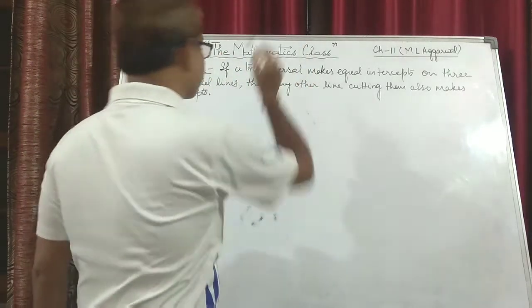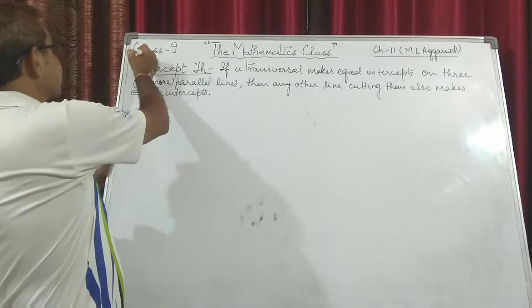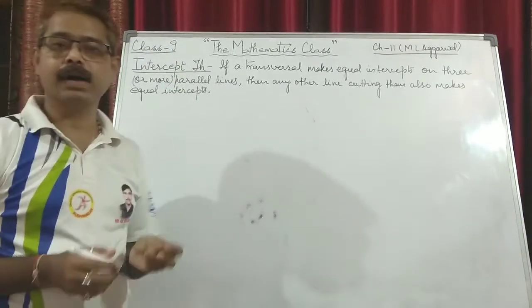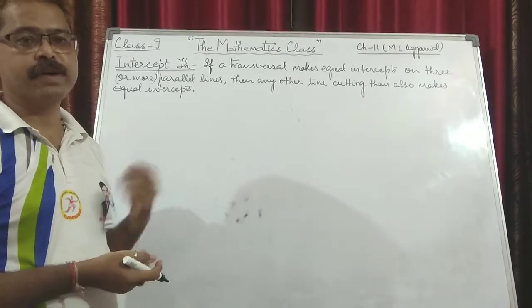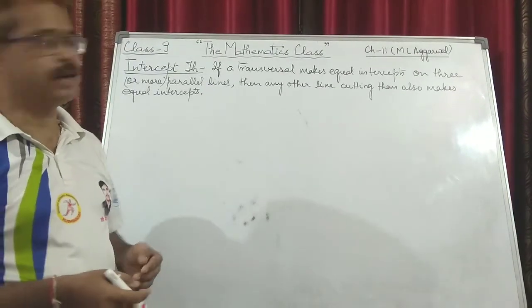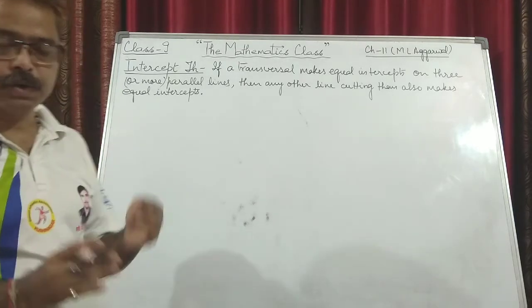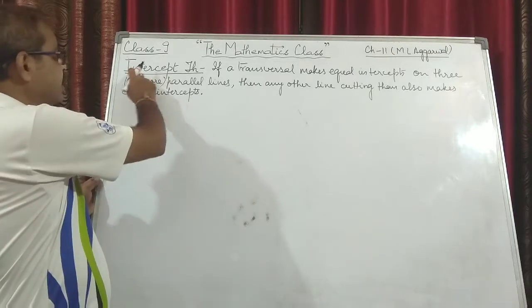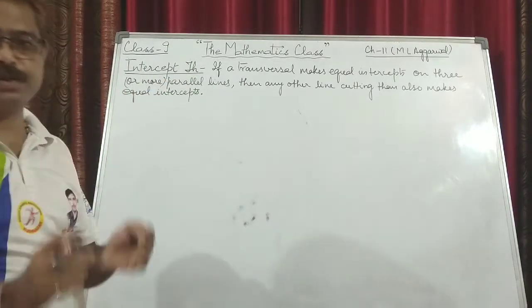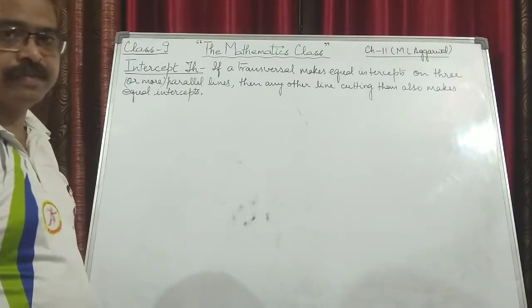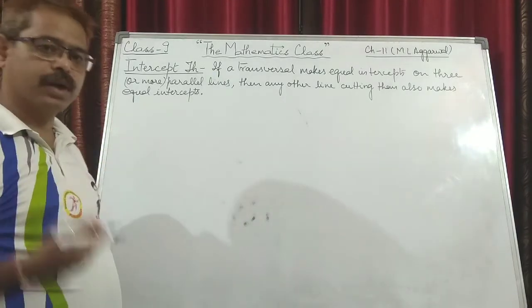The mathematics class. This class is for class 9 and we were talking about chapter 11, that was midpoint theorem. In this chapter, in the previous class, we have done about midpoint theorem and its converse. The next theorem is intercept theorem. This is also very important. So I will prove it first and then we'll move on to the questions.